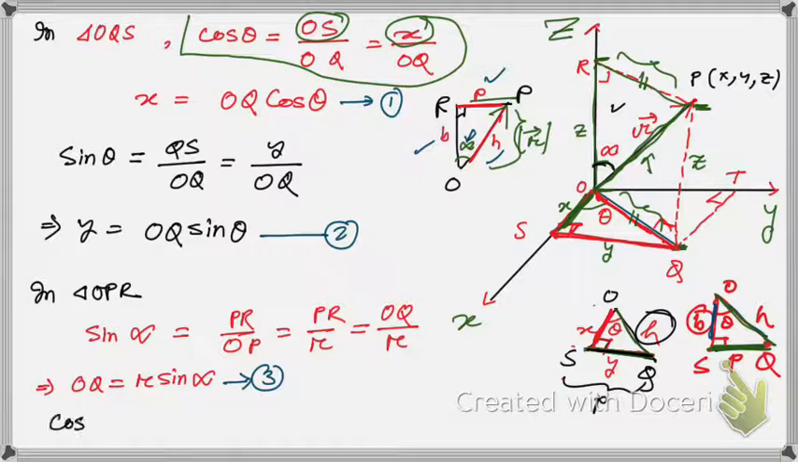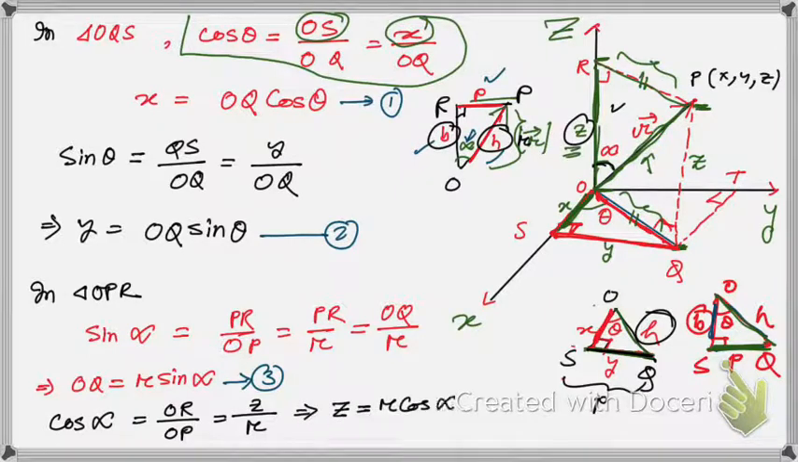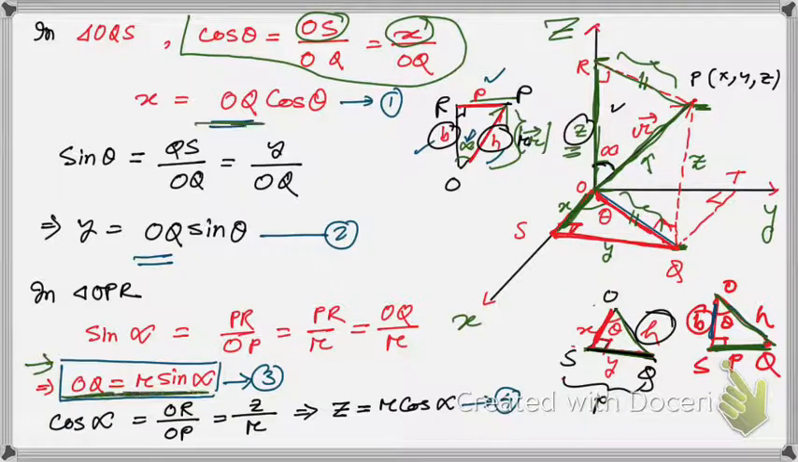Now cos alpha is base by hypotenuse, so OR by OP. OR is here Z, so Z by R, so Z will be equal to R cos alpha. This is equation number 4. Now we're going to use equation number 3 in 1 and 2. So we're going to replace OQ by this value, R sin alpha. So hope you have understood this.